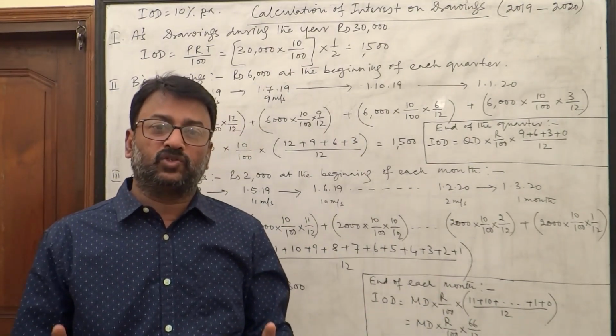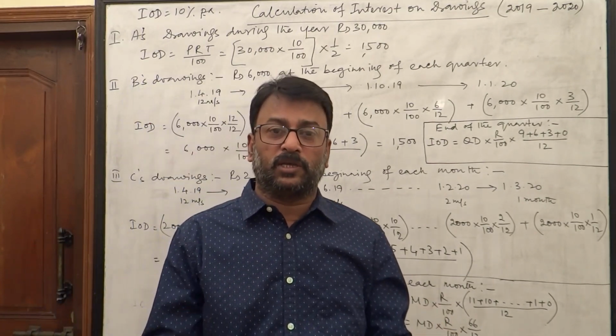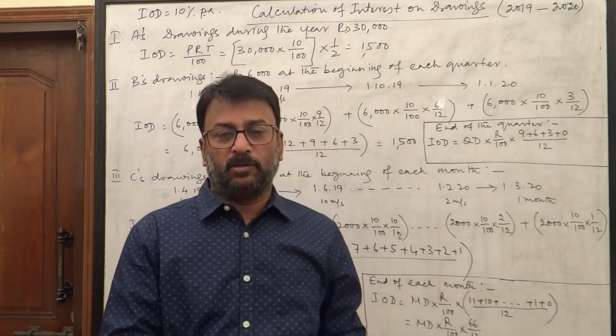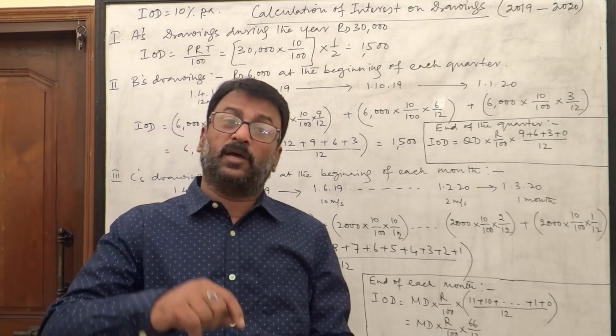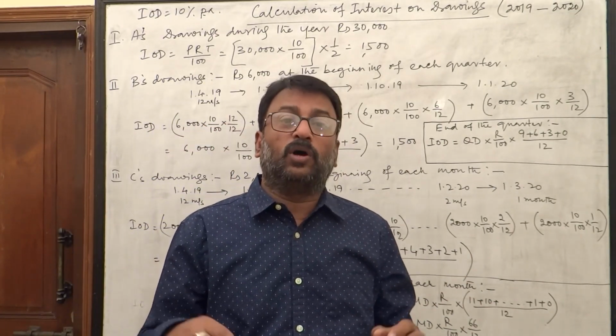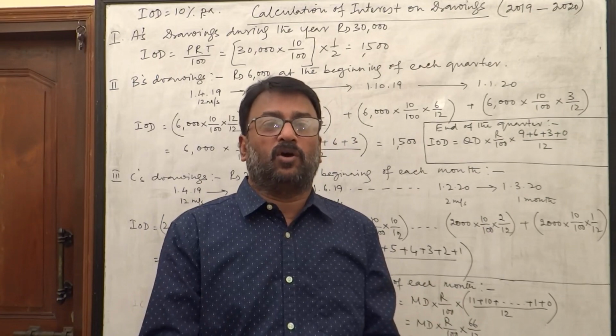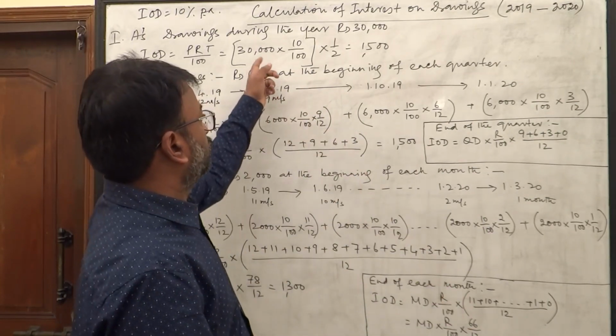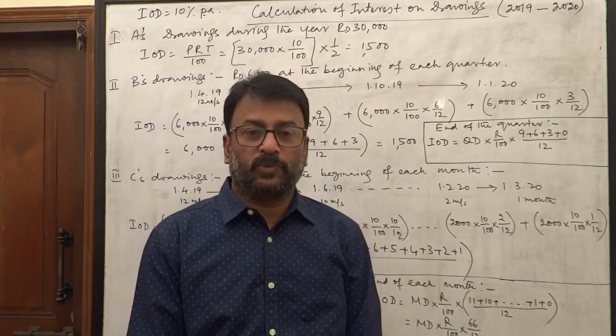But since the date is not mentioned, you cannot say it is drawn at the beginning of the year, and I cannot say it is drawn at the end of the year. Then what should we do? We should consider it on an average. So that is why it is divided by 2.